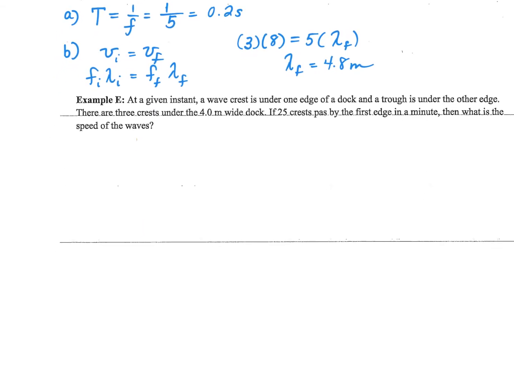It says, at a given instant, a wave crest is under one edge of a dock and a trough is under the other edge. There are 3 crests under the 4-meter wide dock. If 25 crests pass by the first edge in a minute, then what's the speed of the waves? So I would suggest we draw a picture. We have the dock here, don't we? So it says we have 3 crests underneath the dock.